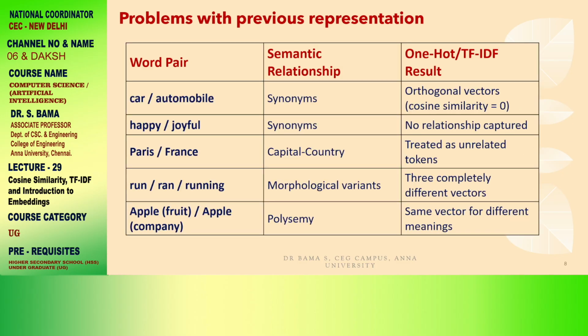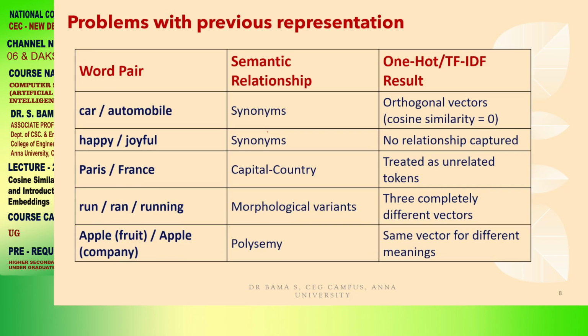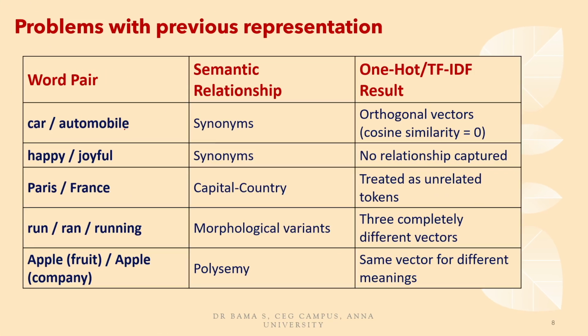So with the previous representations, what was the problem? Suppose we have car and automobile, which are synonyms. When we pass car and automobile to cosine similarity, the value would be 0, although we know they are similar. Happy and joyful are synonyms too, but in cosine similarity or other representations there is no relationship. Paris and France, a capital and its country, are treated as unrelated tokens, but as humans we understand that Paris is the capital of France.